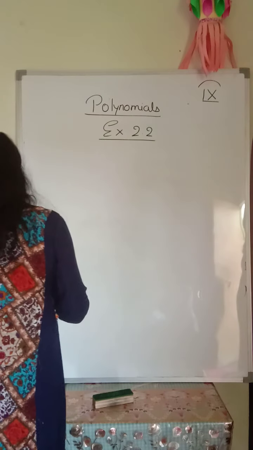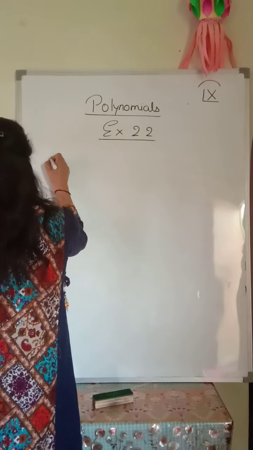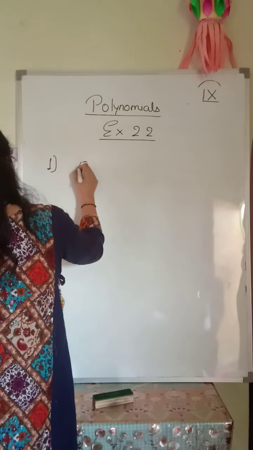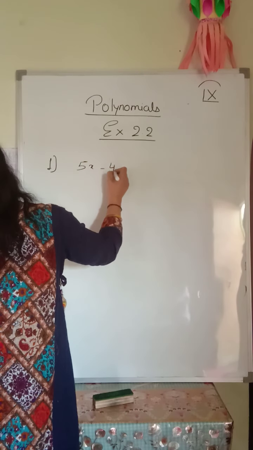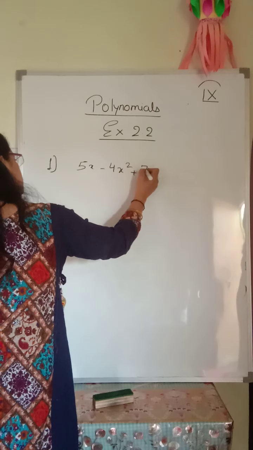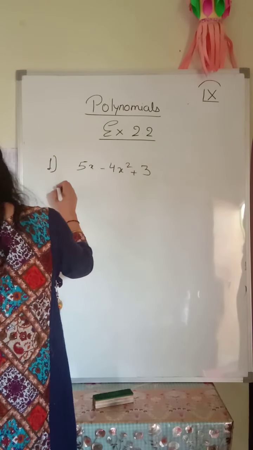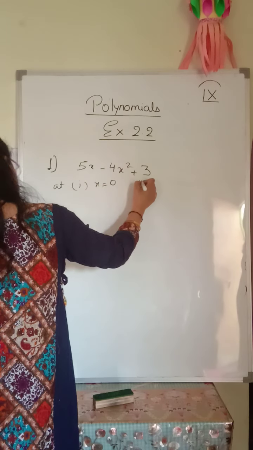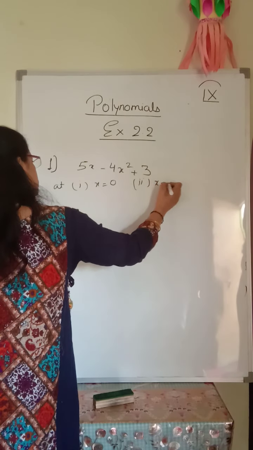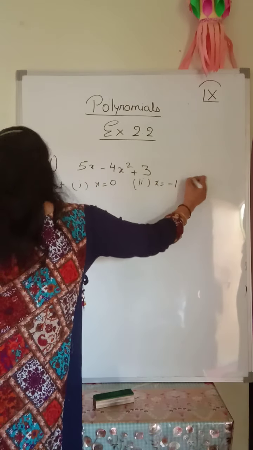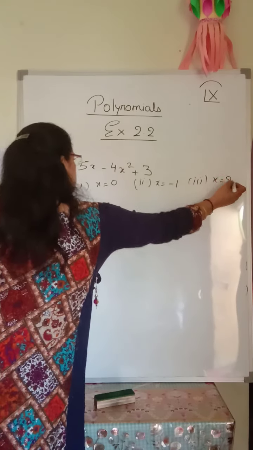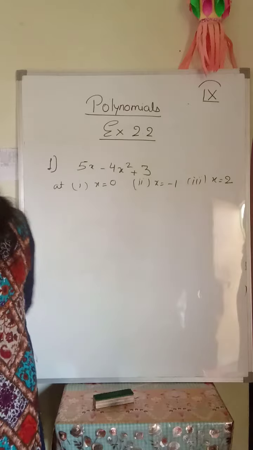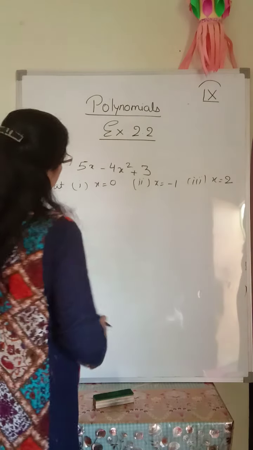Exercise 2.2, question number 1. Find the value of the polynomial 5x minus 4x square plus 3. You have to find the value of this polynomial at first part x equal to 0, second part x equal to minus 1, and third part x equal to 2. For these three values you have to just find what will be the value of this polynomial.